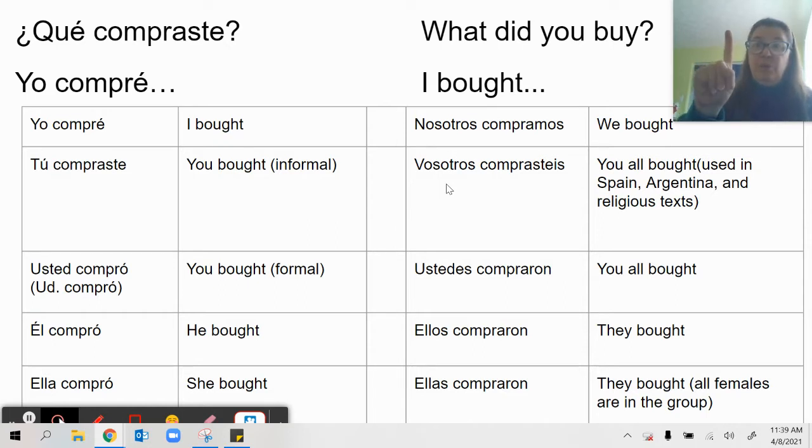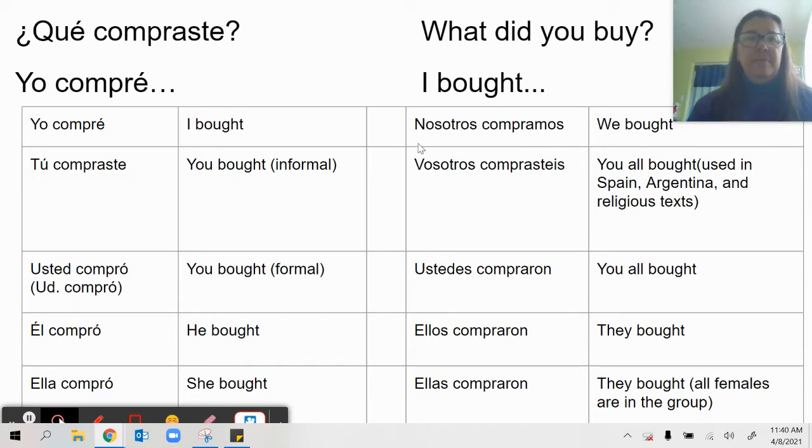Again, the dice: uno for yo, dos for tú, tres, usted, él, ella. Cuatro, nosotros. Cinco, vosotros. And seis, ustedes, ellos, ellas. So if you need the dice to roll to get yourself something moving. Also, boxing. Comprar, to buy. Yo compré. Tú compraste. And then you can go in the short. Usted compró, él compró, ella compró. Nosotros compramos, vosotros comprasteis. Ustedes compraron, ellos compraron, ellas compraron.